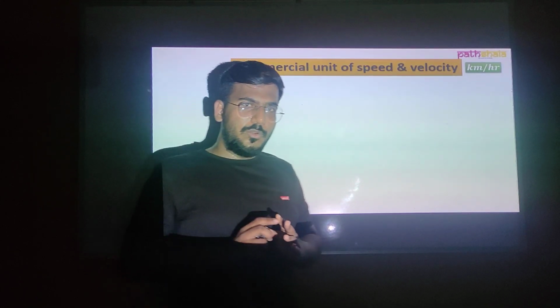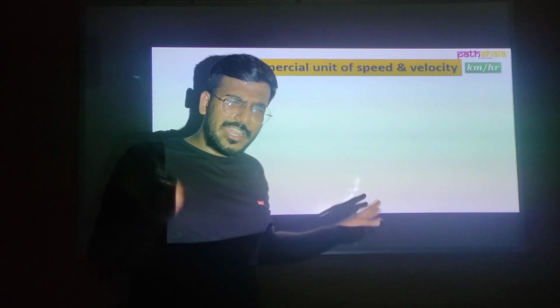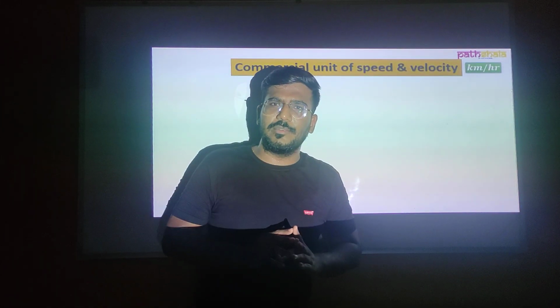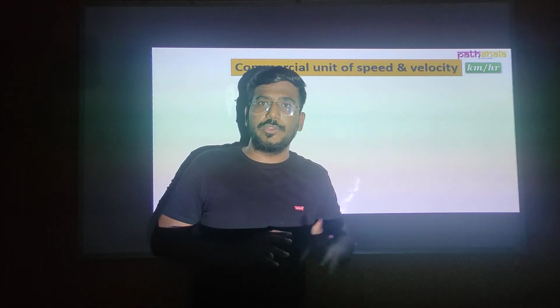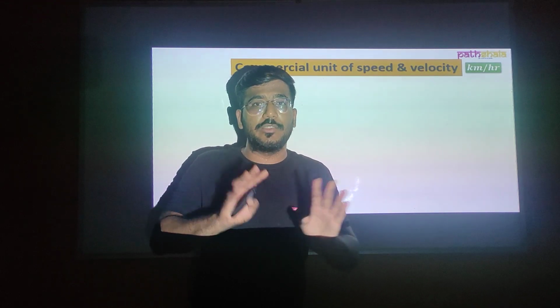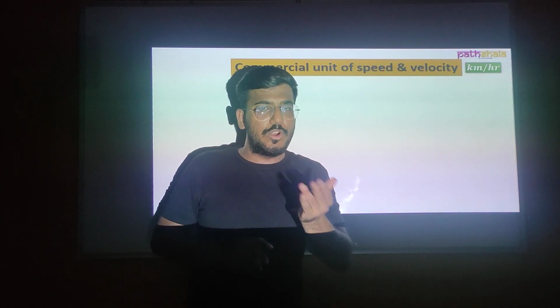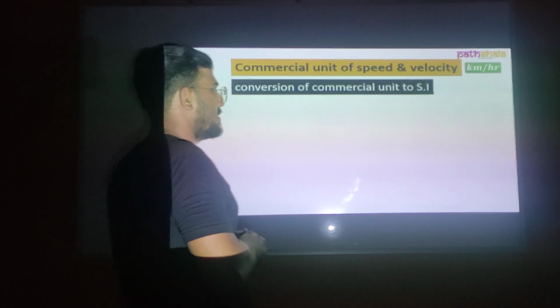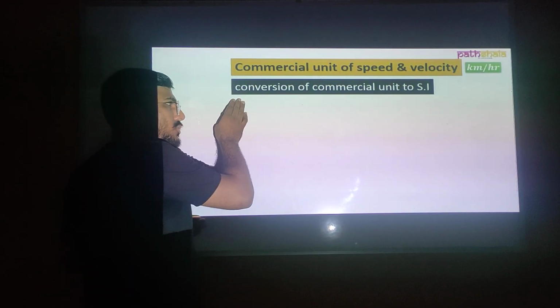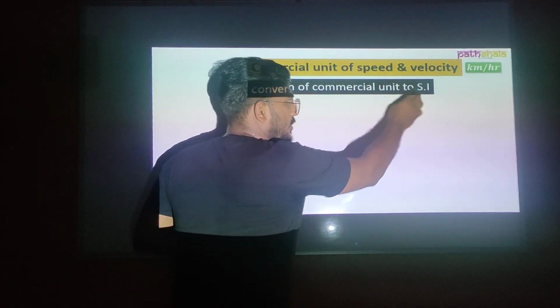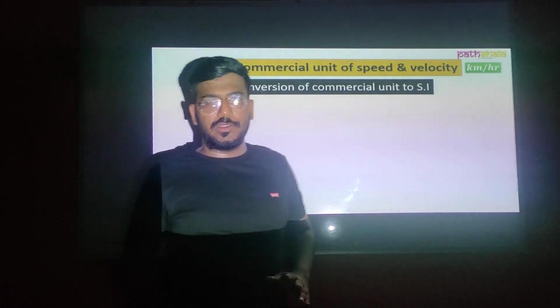Fine. Now, since we have understood many types of units, meter per second, centimeter per second, and kilometer per second, there should be no confusion. And in fact, we should know what the conversion should be. The topic which we are learning is how to convert the commercial unit into the SI unit. How do we convert into the SI unit?